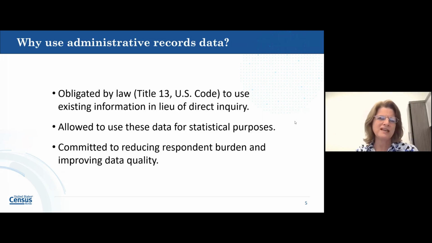Why use this data? We're obligated by law to use existing data instead of asking it on the survey. So we're completing that obligation. We're allowed to do it for statistical purposes, and it can reduce respondent burden and improve data quality if we have better data for non-responses and stuff like that.